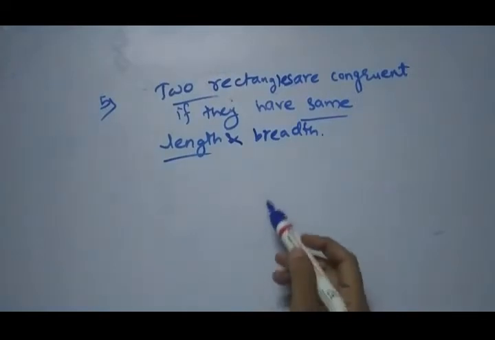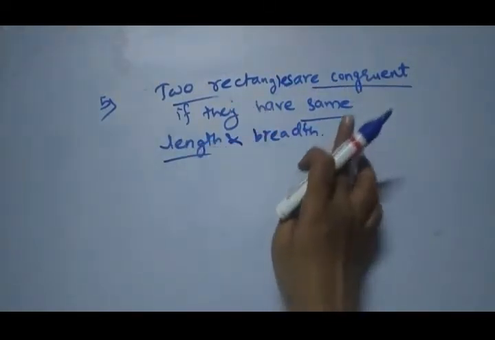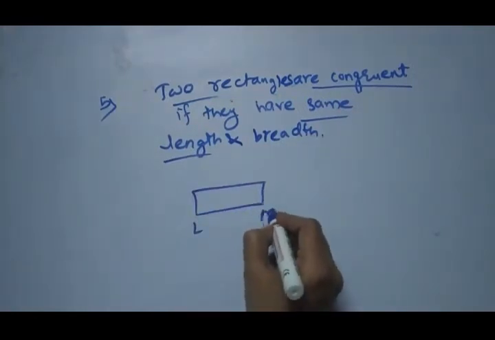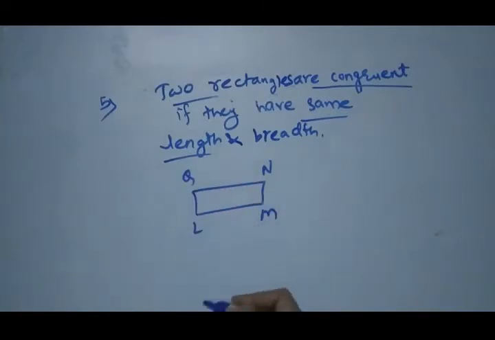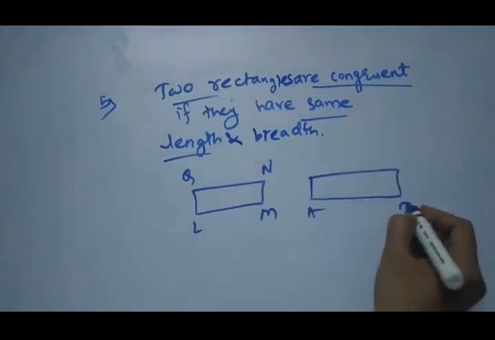Now friends, if we have two rectangles and you want to make them congruent, then you have to show that they are of the same length and breadth. Suppose this is one rectangle LMNQ, and there is also one more rectangle ABCD.